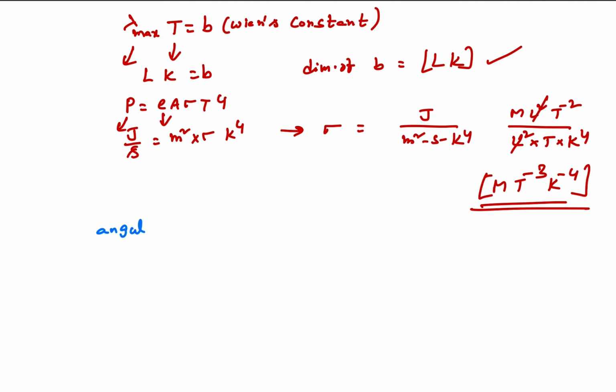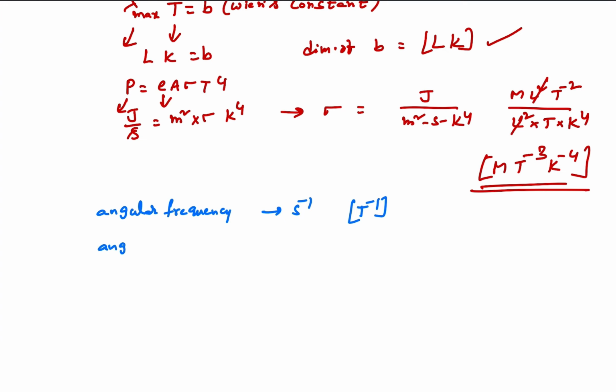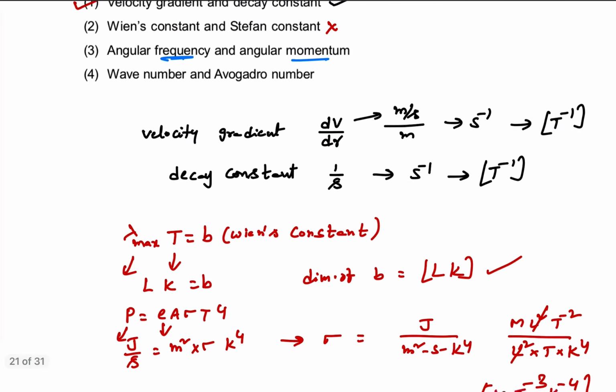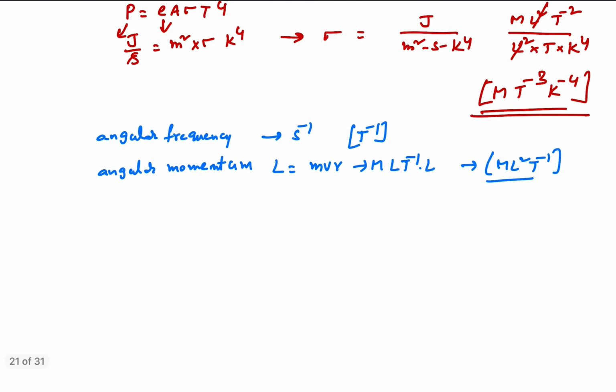Angular frequency and angular momentum. Angular frequency is nothing but second minus 1, so it has the dimensional formula T power minus 1. Angular momentum you can write as L is equal to m into v r. So M L T power minus 1 into L, and finally you will get M L square T power minus 1. So it is also not having the same dimensions.